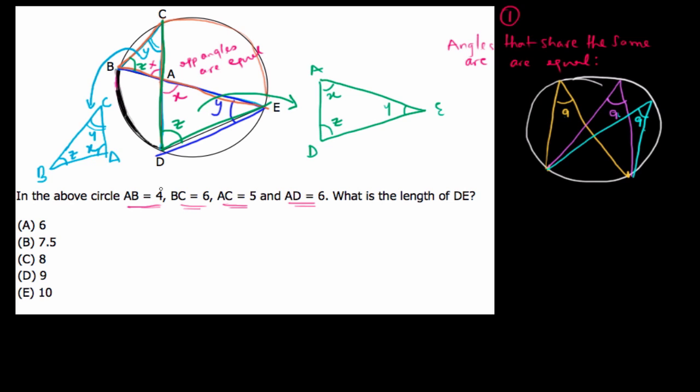Let me now come back to the question. The question says that AB is 4. That is, from A to B is 4. So this side here is 4. BC is 6, so from here to here is 6. And then AC is 5. And then also we are told that AD is 6. So AD, this is AD here, is 6. Now how then do I find the length of DE?